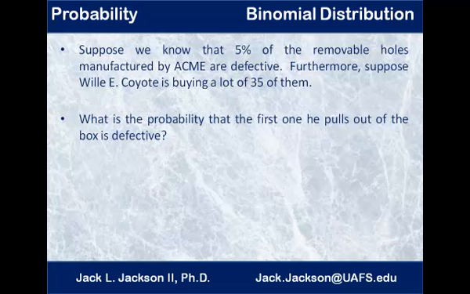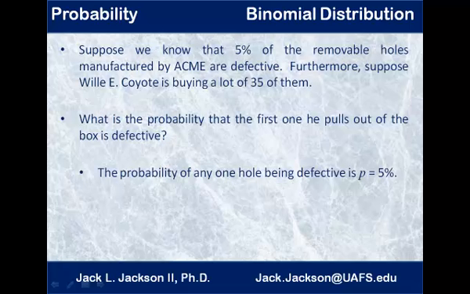So he's bought a big box of 35 of these guys, but we know that 5% of them are not going to work. Okay? So what's the probability that the first one he pulls out of the box is going to be defective? Well, any particular one that he pulls out of the box, the probability is p, which is 5% or 0.05.